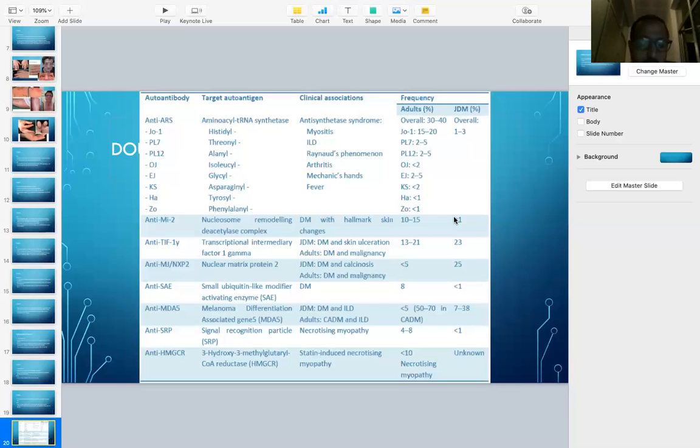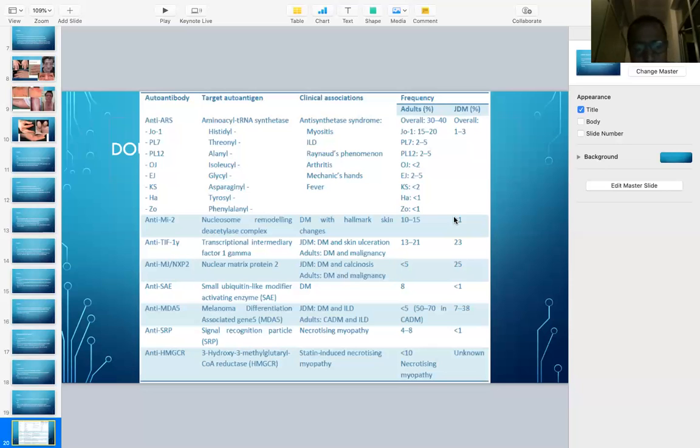And the other is anti-TIF1. TIF1 is associated as well with dermatomyositis. And these patients have increased risk of malignancy. Specifically, they are at high risk of malignancy. If you find this, a thorough workup for possibility of malignancy has to be done. And the other is NXP2.